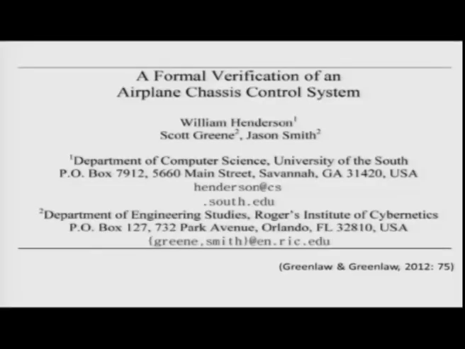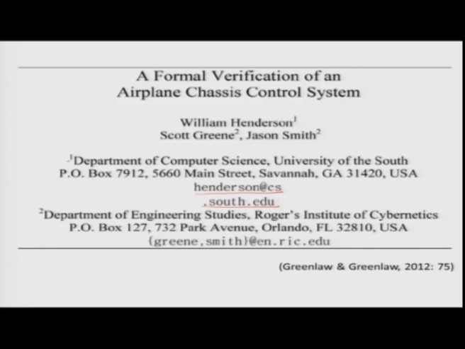Now let us look at an example. So this is from Greenlaw and Greenlaw 2012. This example, if you look at it, has the title of the article, a formal verification of an airplane chassis control system. Then names of authors are listed. There are three authors here. Then you see superscripts. What it means is it gives details about the institute affiliations. So one here corresponds to this. So this person, William Henderson, is from Department of Computer Science, University of the South, and the details. Then it also gives the mail ID.